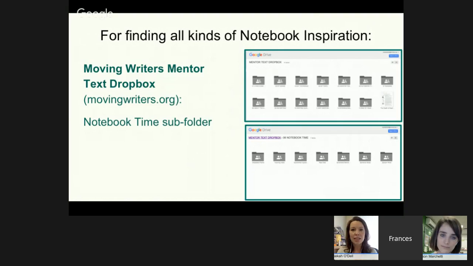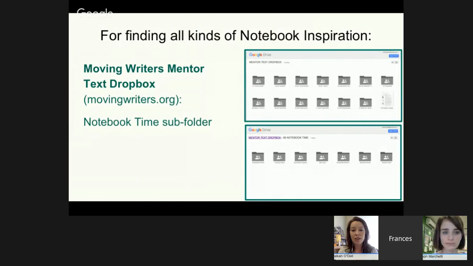Because when you find something really good, you don't want to just use it once, right? You want to share it with your friends. But we also collect things that we get from you guys. So when you are out in the wilds finding notebook time inspirations for your students, please email them to us because we add them to the Mentor Text Dropbox so that everybody can pull them.